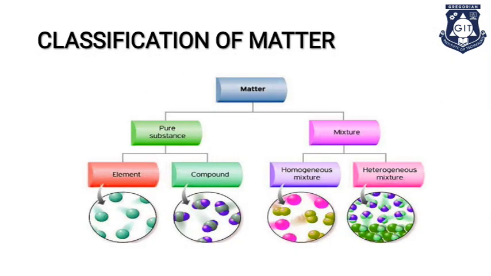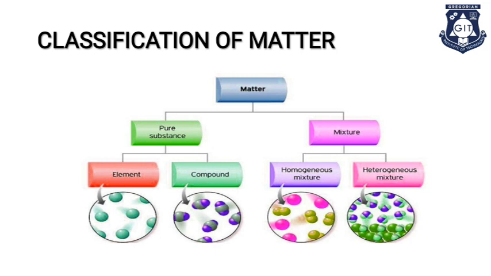This matter can be broadly classified into two: pure substances and mixtures. Pure substances are those substances which have fixed composition. They contain only one type of component in them, whereas a mixture contains two or more substances present in it in any ratio, and these substances are called its components. Pure substances are again classified into two: elements and compounds. An element consists of only one type of particles, whereas different elements combine to form a compound.